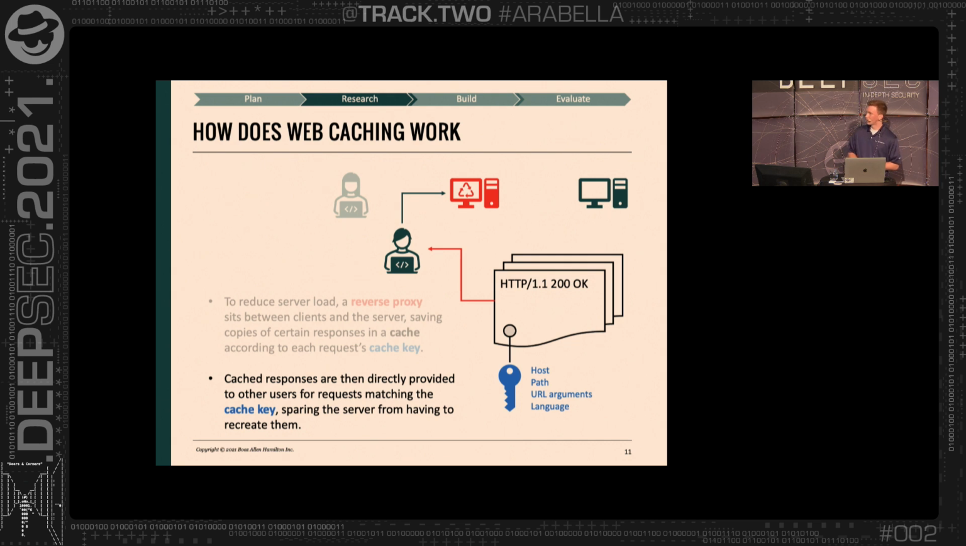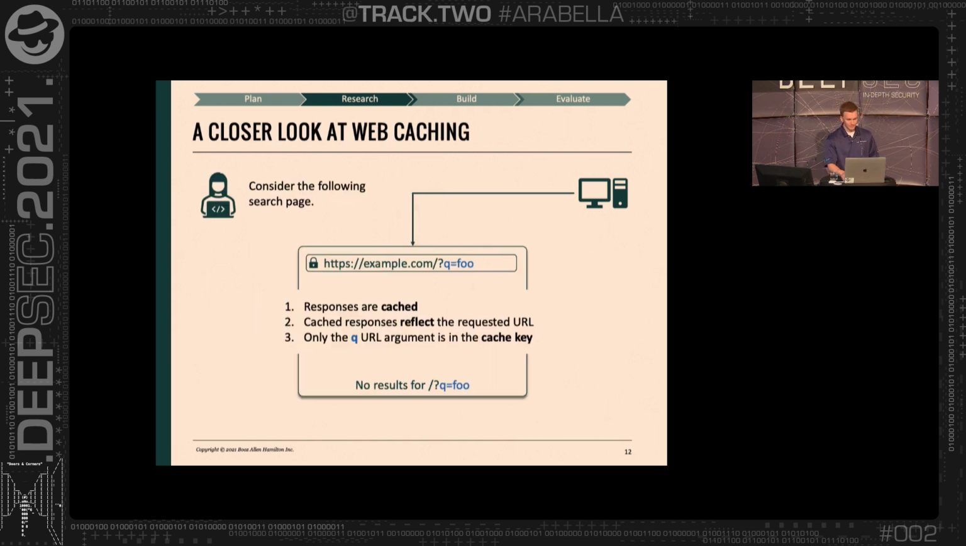One key point is that each response is stored in the cache under its cache key. A cache key is a set of components in the request that fully identify that request, such that if Alice were to make a request and Bob were to make a request, they would have to have the same cache key components to deserve the same cached response. So we'll go into this a little more in detail.